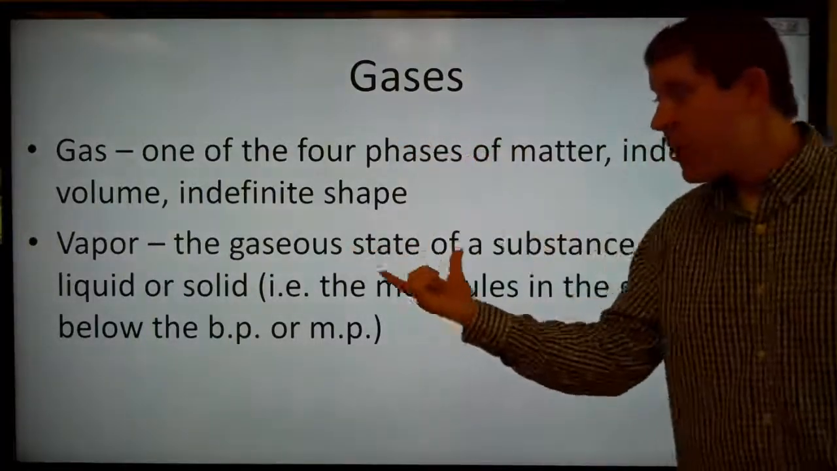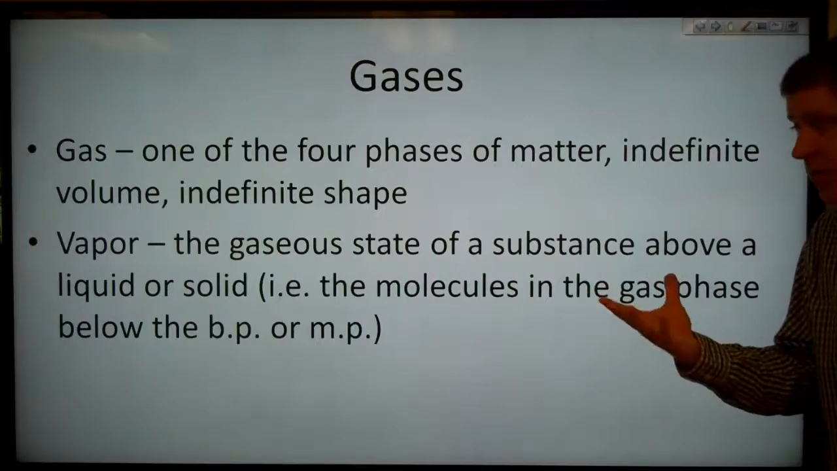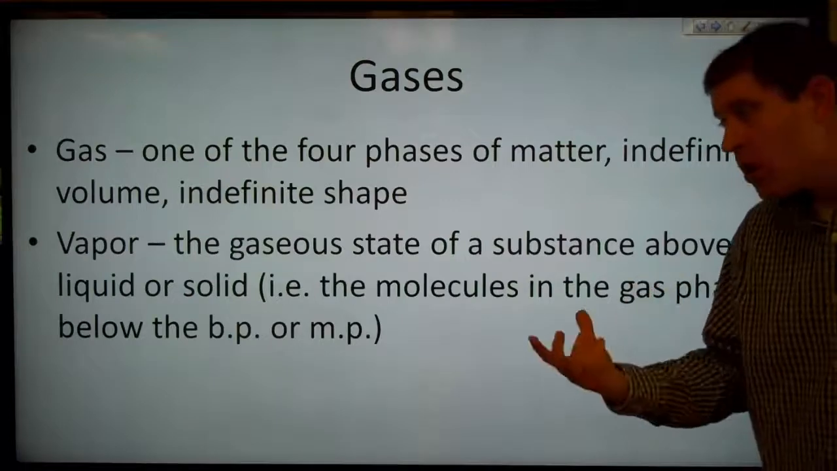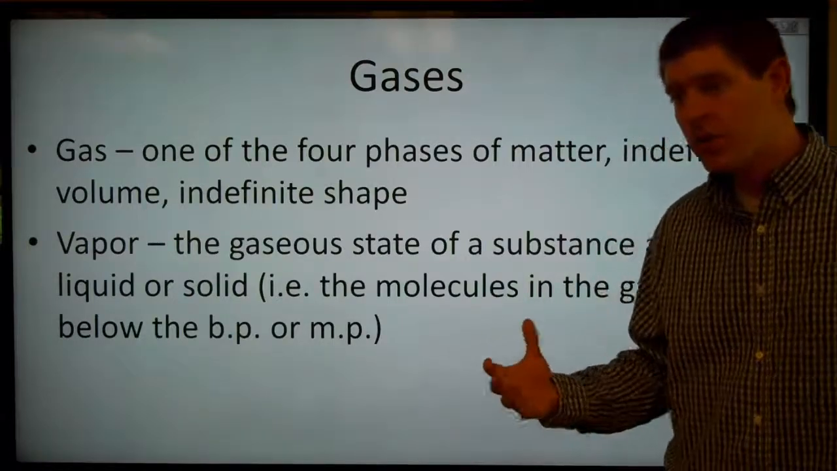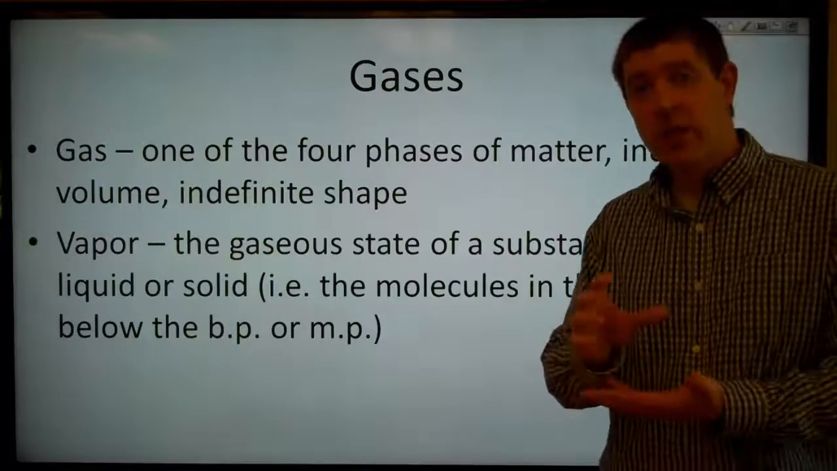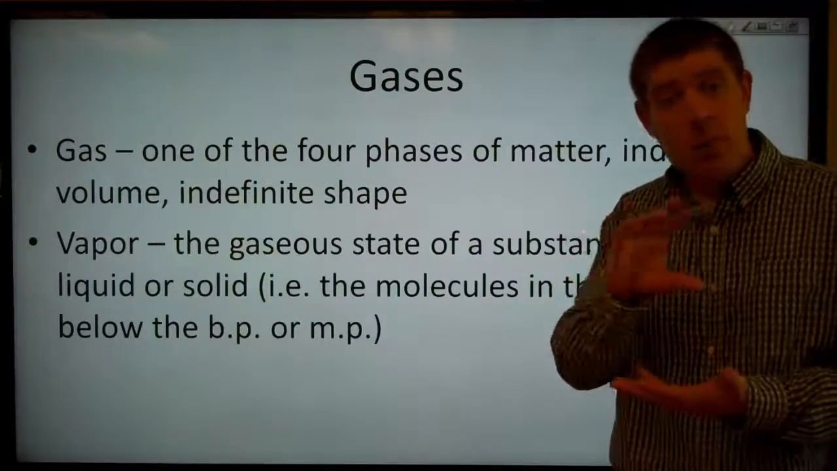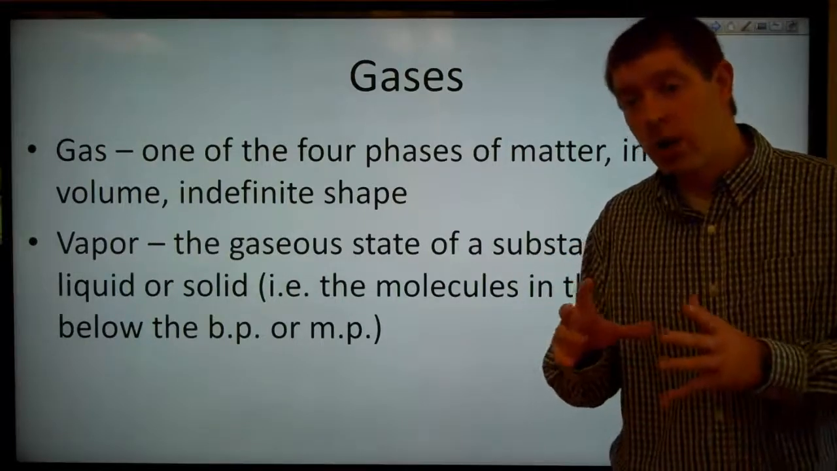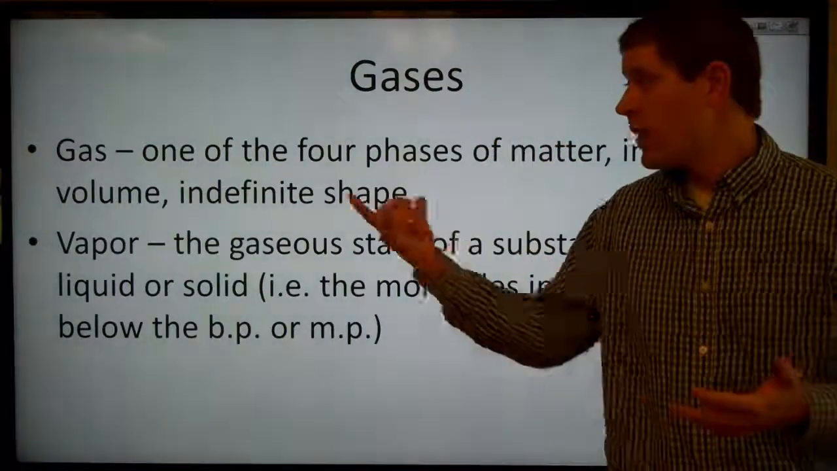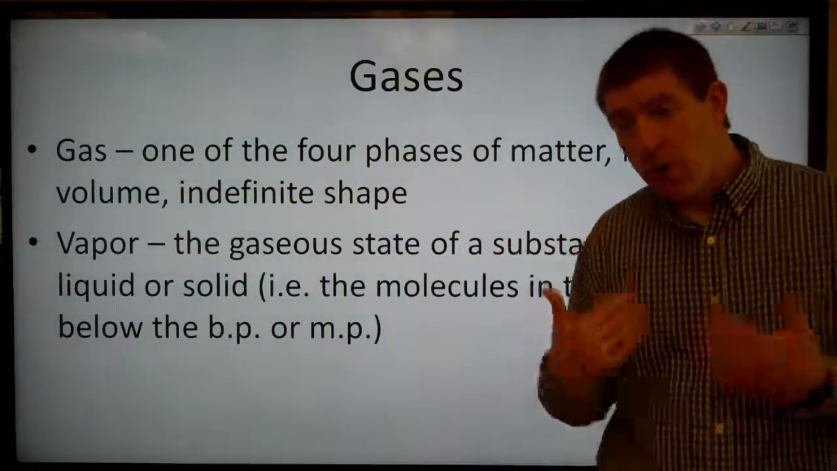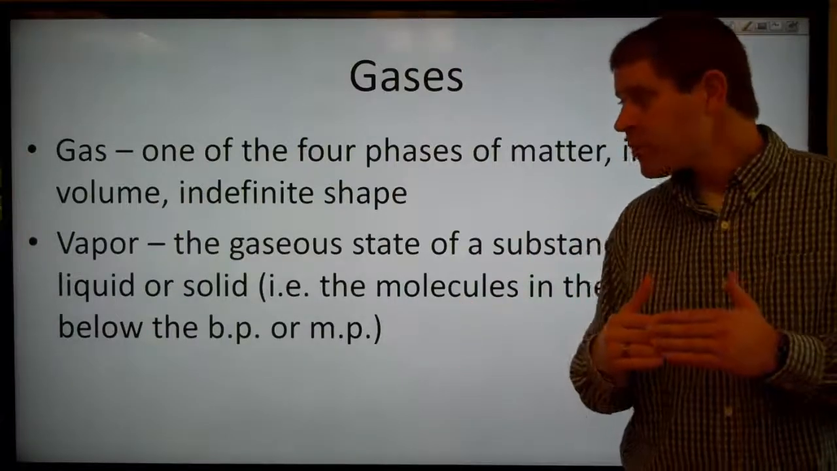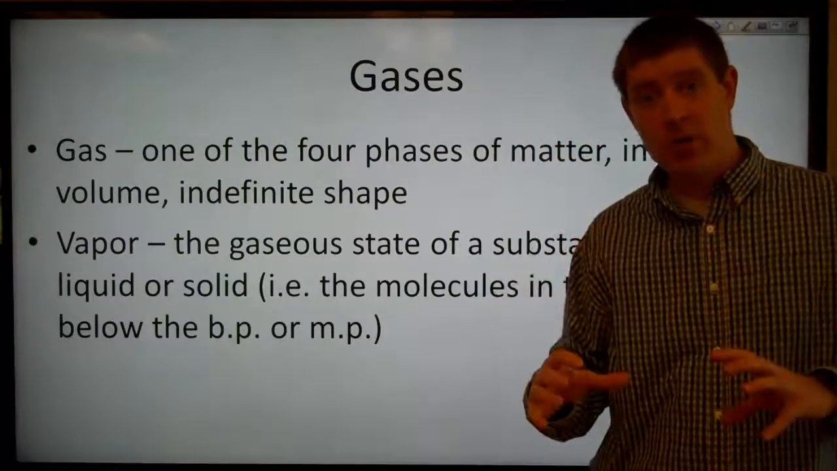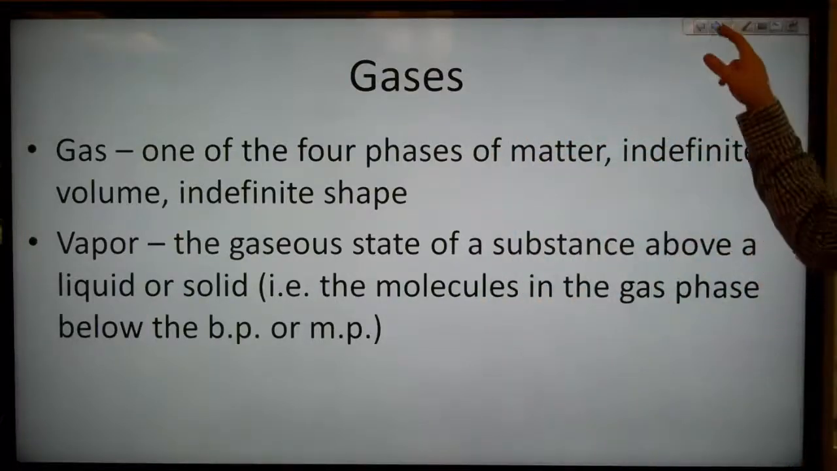So that's a gas. A vapor is the gaseous state of a substance below its boiling point or melting point, above a liquid or solid. So a solid or a liquid always has some vapor pressure above it. There are always some molecules in the gas phase above that solid or liquid. So if we have water above 100 degrees Celsius, we have a gas. If we have water below 100 degrees Celsius at 1 atmosphere, we have a liquid phase, and there's some vapor above it. Most of the molecules are in the liquid phase, but there are some in the vapor phase above.